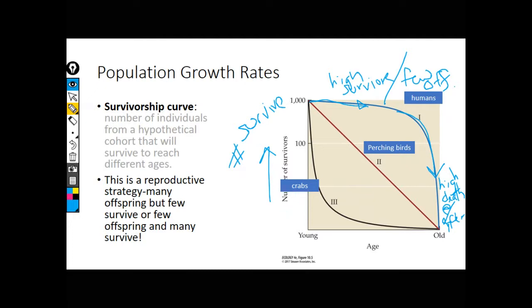Now let's hop all the way over to group 3. In group 3, we see the exact opposite occurring. And this is probably one of the more common, or the most common, reproductive strategies. So we follow this graphic. We see we have very low survivorship.